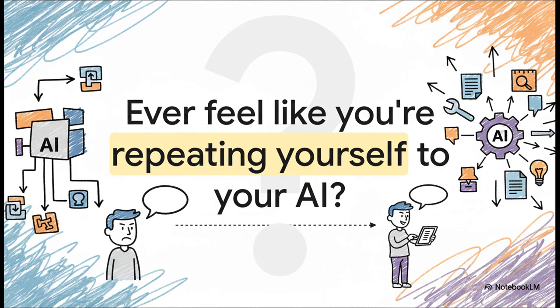So, have you ever felt like you're just repeating yourself over and over again to your AI? You know the feeling, right? You're explaining the same context, the same rules for every single task. It's like Groundhog Day. Well, it turns out there's a really good technical reason for that, and it all goes back to the old way we used to build AI.